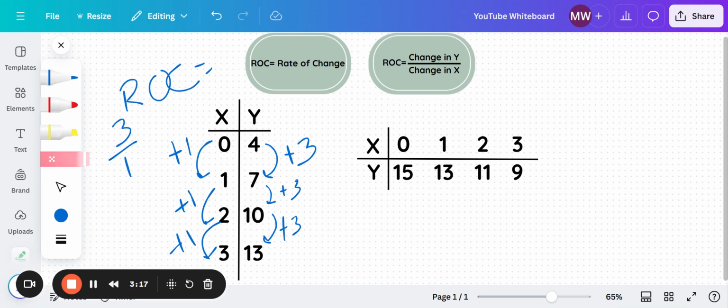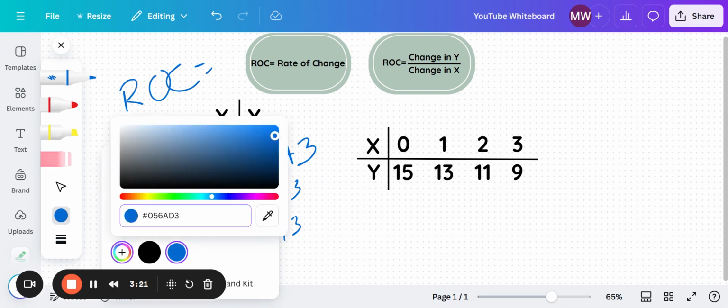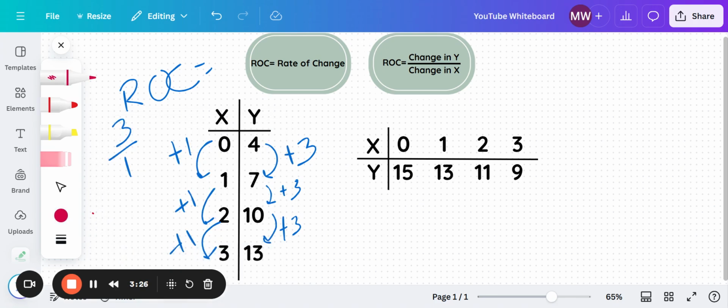Now we can do the same for the next table. The difference in this table, though, is that when I look at my y's, as the x's are getting bigger, my y's are getting smaller. That's the opposite of what was happening on our first table. As my x's got bigger, my y's also got bigger. So that was a positive rate of change. But on this table, my x's are getting bigger, but my y's are getting smaller, which tells me my rate of change is going to be negative.